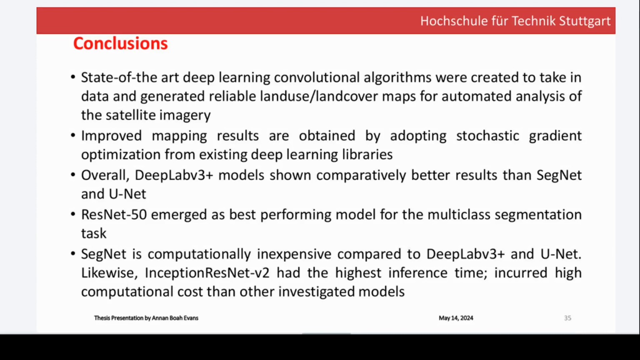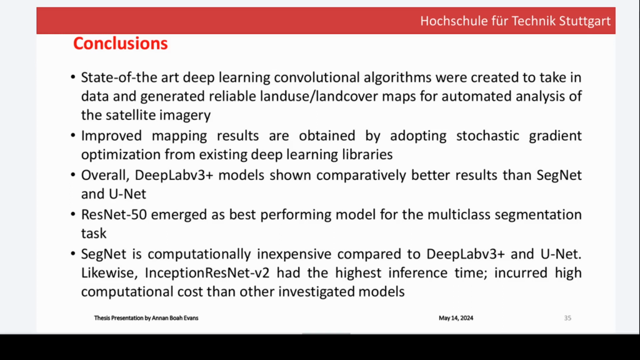Now, the expected outcome of the whole thing is the key component I would like to explain. I bulleted only 4 of them. Sorry, we have only 5 of them, for the sake of time, so that I will not bother you with a lot of stuff. State-of-the-art deep learning convolutional algorithms were created to take in data and generate reliable automated analysis. I know people have come out with a lot of ideas in terms of using different frameworks, like I said, PyTorch, TensorFlow, Python libraries, scikit-learn.